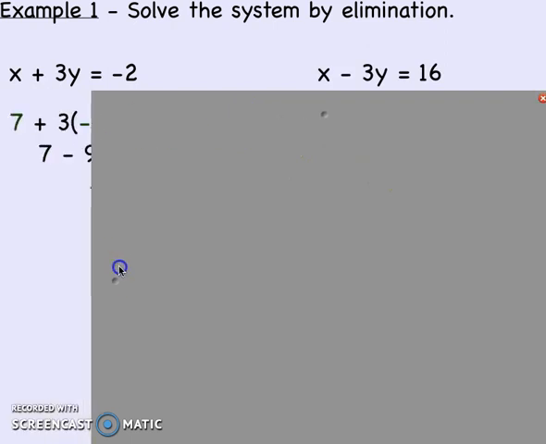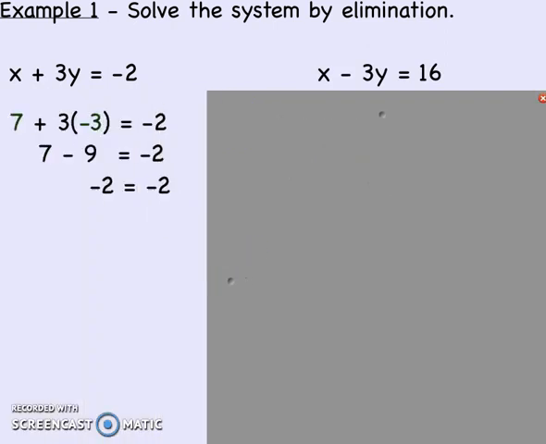So over here, when I substitute my x as 7 and my y as -3, I'm going to simplify this. This becomes 7 minus 9. 3 times -3 is -9. 7 minus 9 is -2. So it worked. Let's make sure the other one works.